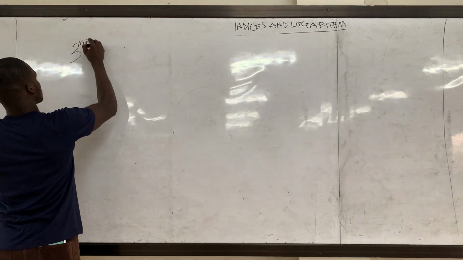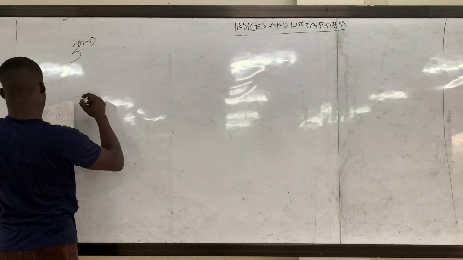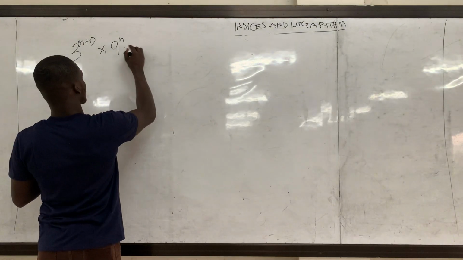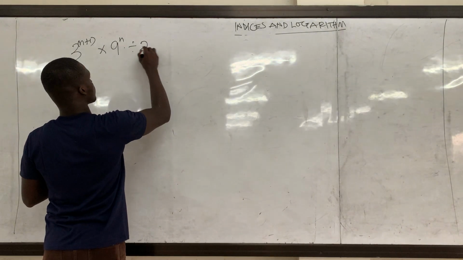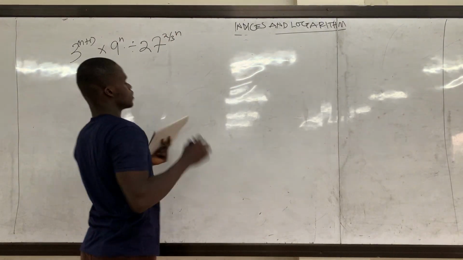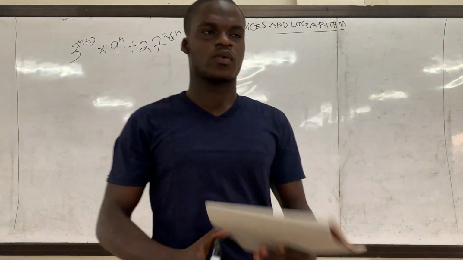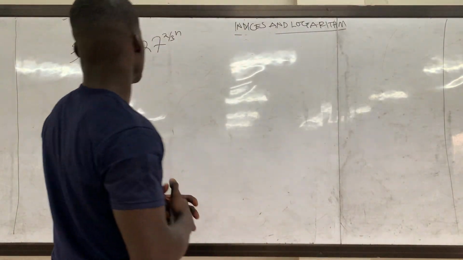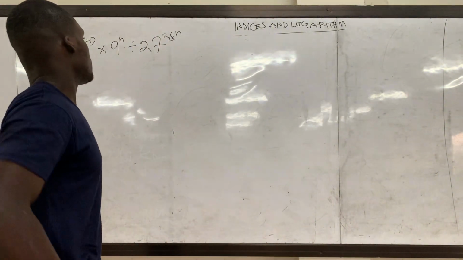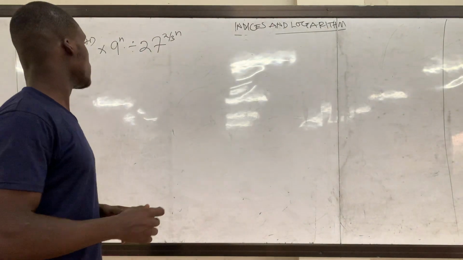3 exponent n plus 1 times 9 exponent n divided by. Okay, so let's try this question. So we have 3 exponent n plus 1 times 9 exponent n divided by 27 exponent 2n on 3.